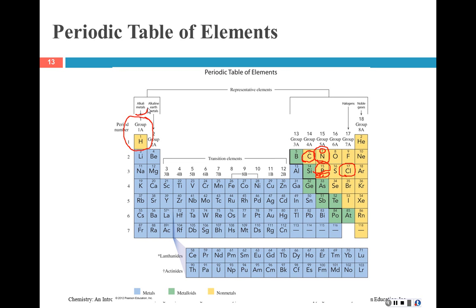For example, 1A is alkali metals, then alkaline earth metals. These are halogens in group 7A, noble gases, and then there are others. So we're going to look at those a little bit. We're also going to see metals. There's a line here that goes down, this zigzag line we call it, and everything to the left of that is a metal. And everything to the right of this is a non-metal. And there are some that touch the line that actually have properties of both a metal and a non-metal.